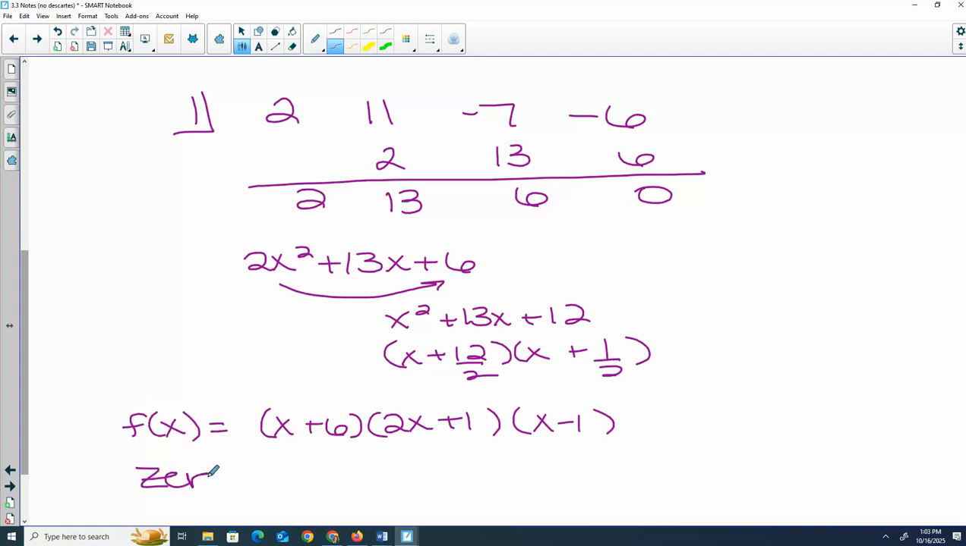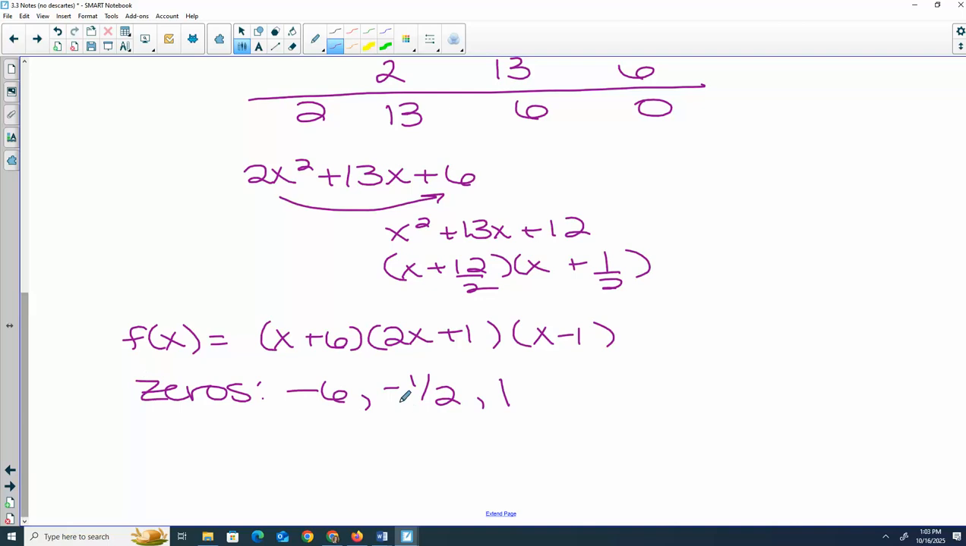I also asked for the zeros. What makes x plus 6 equal 0? What makes 2x plus 1 equal 0? Negative 1/2, and x minus 1 is 1. Were negative 6, negative 1/2, and 1 all on my original list of possible zeros? Yeah. So in theory, could I have got it by plugging those things in? Sure, but that's too much time. Once we have the first one, we can jump into our division.